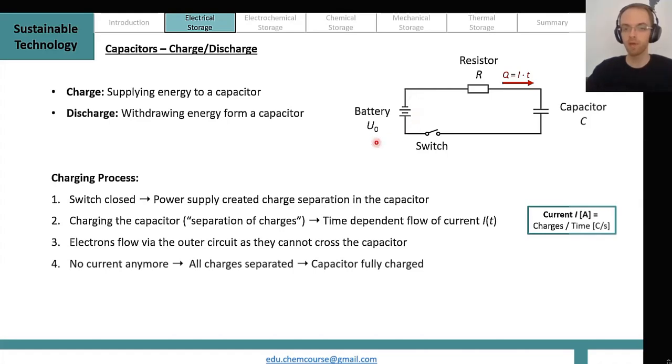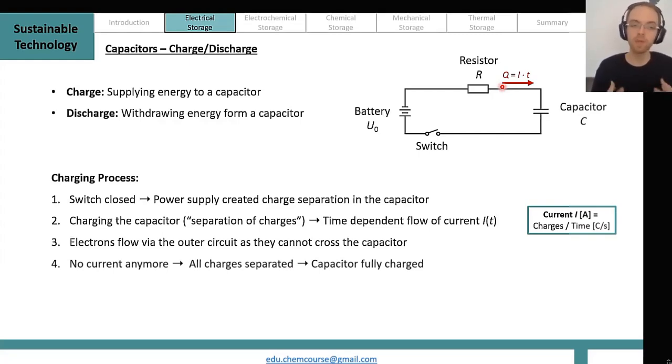You have a battery which will supply a certain voltage of U0. You have a switch by which you can close the circuit, and you have a resistor with a resistance R. So once you close the switch, a current I will flow for a certain time t, and in this formula you can readily extract that the amount of charges which will flow during this time, which is capital Q, will be a representative of how much energy you can basically store.